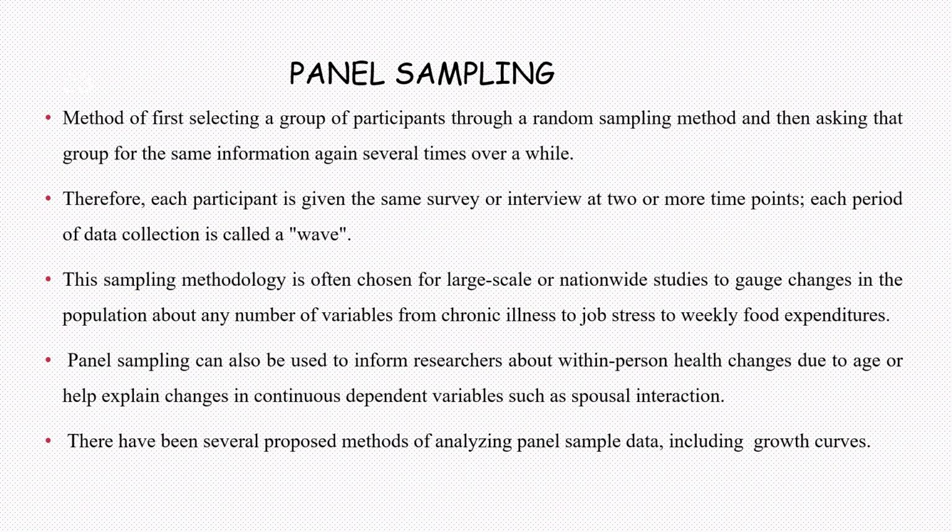Next, panel sampling. This is a method of first selecting a group of participants through a random sampling method and then asking that group for the same information again several times over a period of time. Therefore, each participant is given the same survey or interview at two or more time points. Each period of data collection is called a wave. The sampling methodology is often chosen for large-scale or nationwide studies to gauge changes in the population about any number of variables, from chronic illness to job stress to weekly food expenditures.